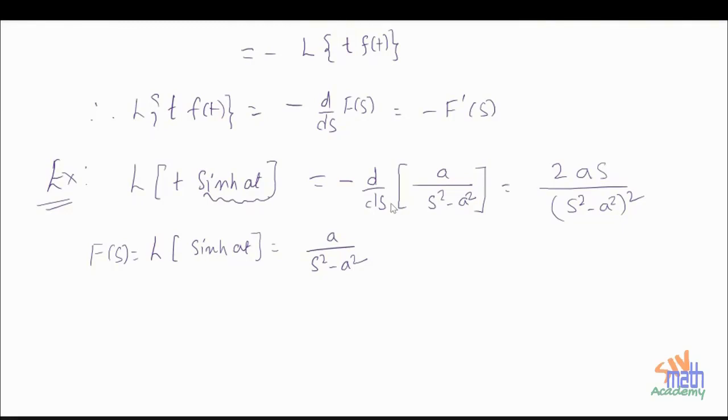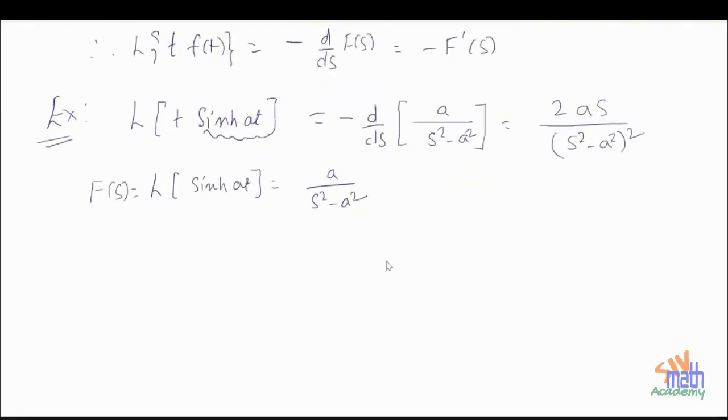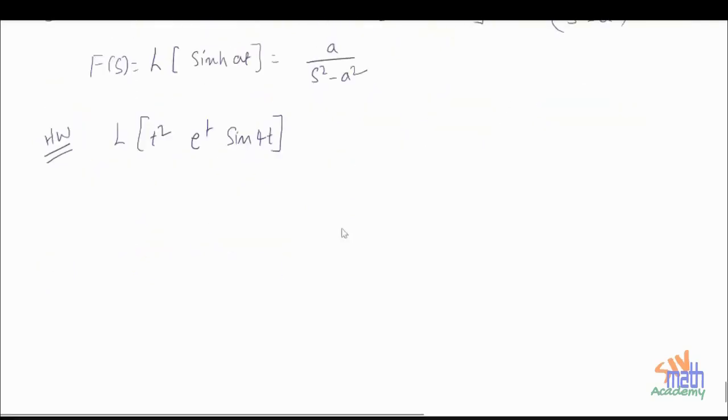So you may be asked, twisted the question like this. Say for example, you can take it as a homework. Application of several properties. You can take this one, t square e power t sine 4t. So successively you have to apply. So sine 4t, you have what? 4 upon s square plus 16.